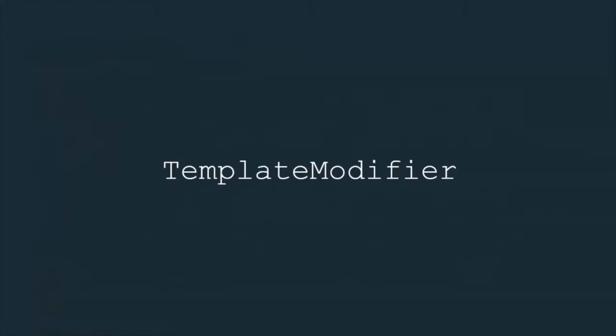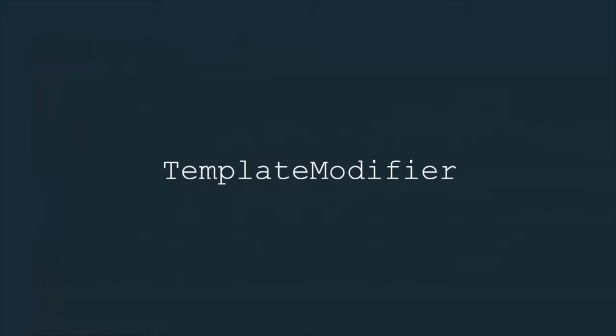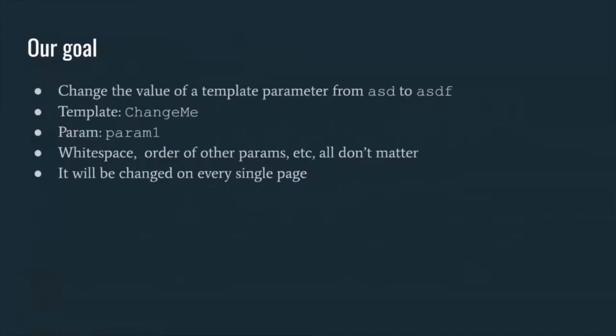So then the template modifier class is something in EMWCleric that I wrote to make all of this really, really easy to do. Basically there's a very common structure that I would often do, where I would connect to a wiki, and then I would find all of the pages using a specific template, and then I would iterate through.